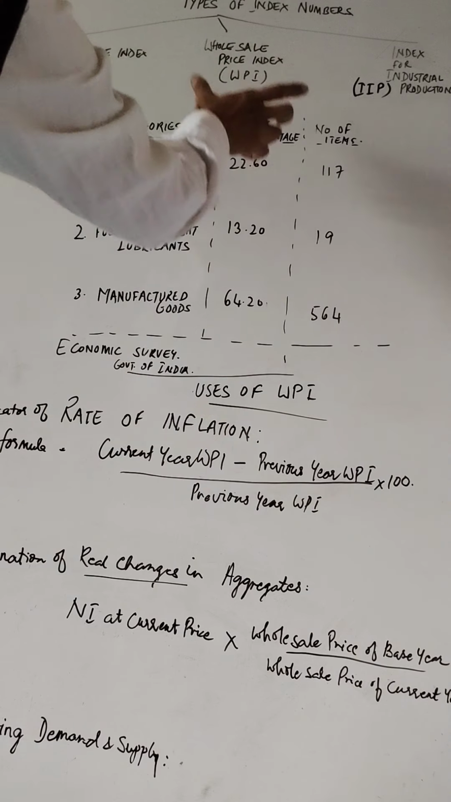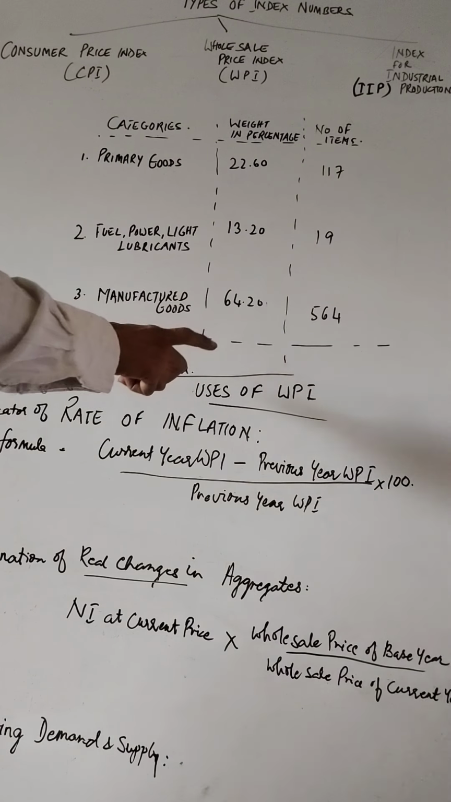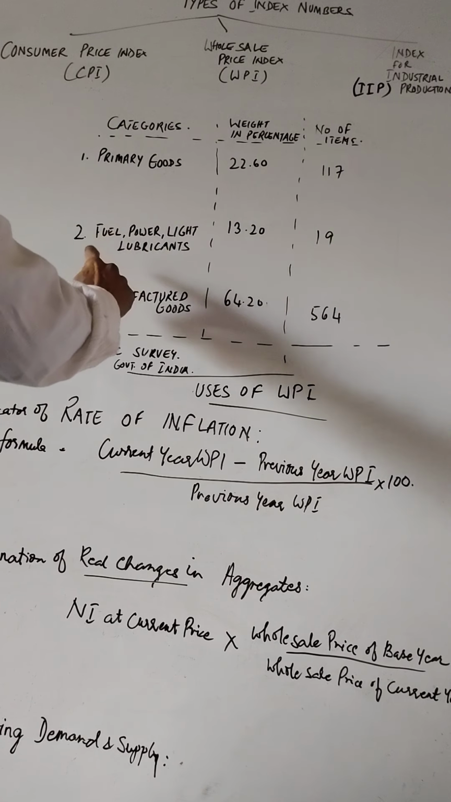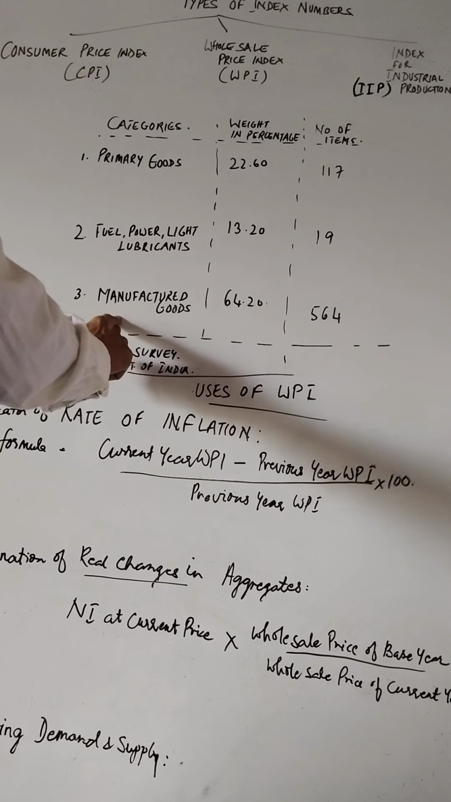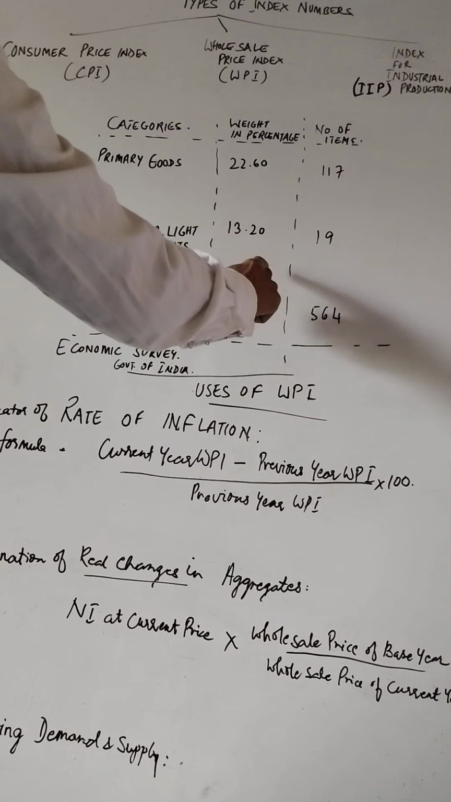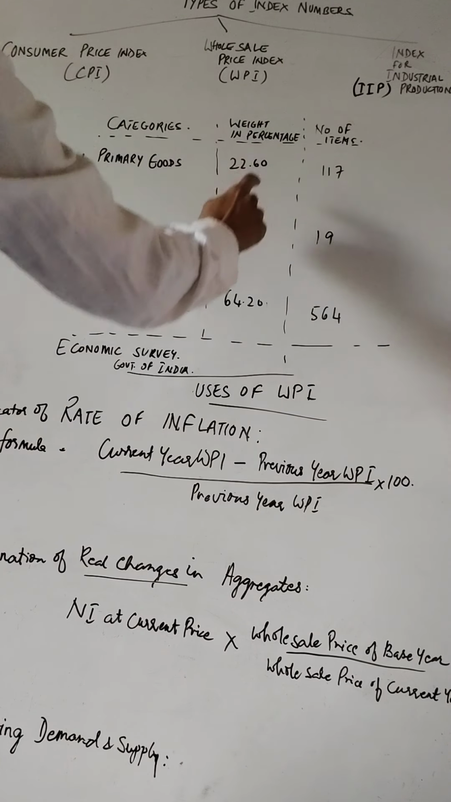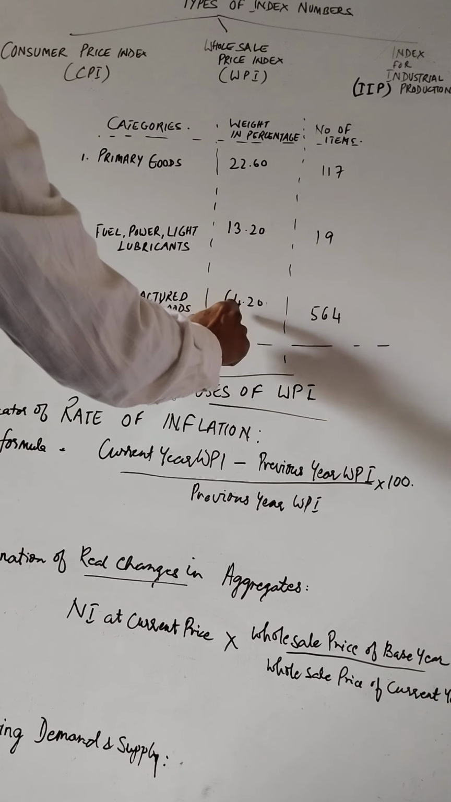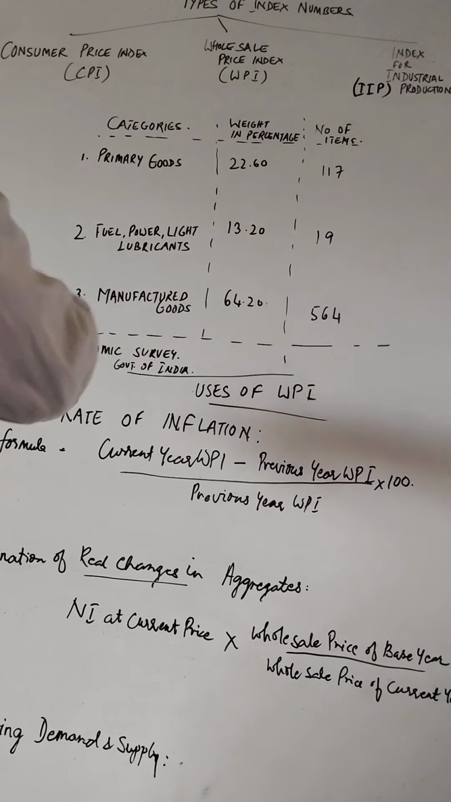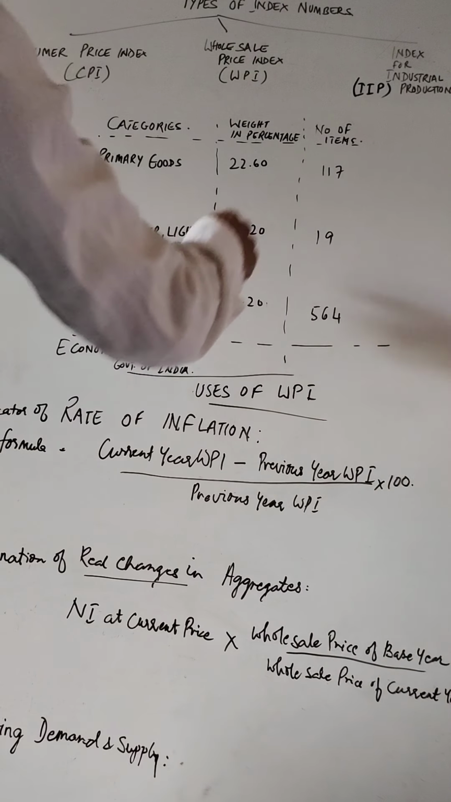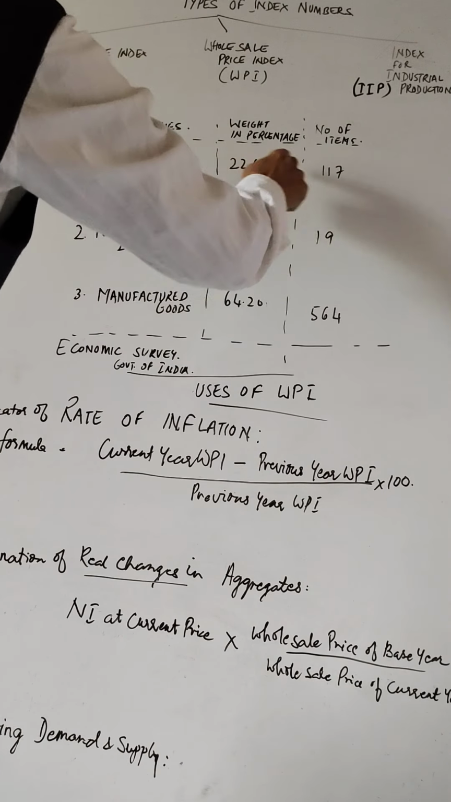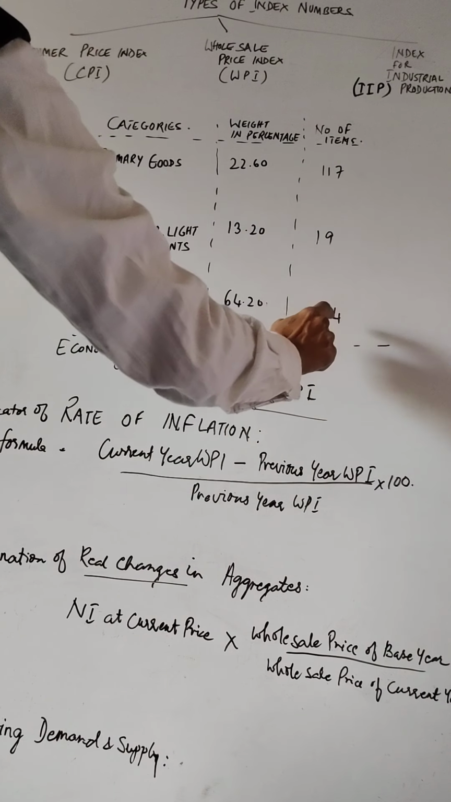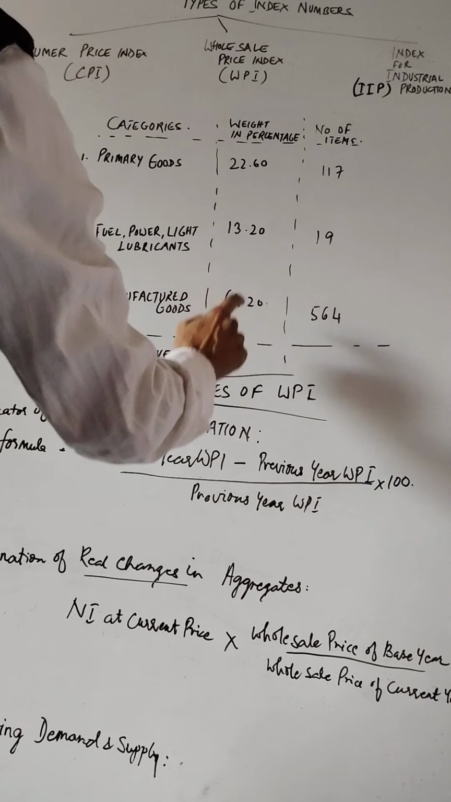So this is what we did in the last class, in which we talked about the categories as primary, fuel, power, light, lubricants, and third is manufactured goods, and this is the weight in percentage. For primary it's 22.60, fuel, power it's 13.20, manufactured goods 64.20. Of course I've done it in detail in the last class, and so many items are here. In primary goods 117 are addressed here, 19 are here, and 564 as manufactured goods.